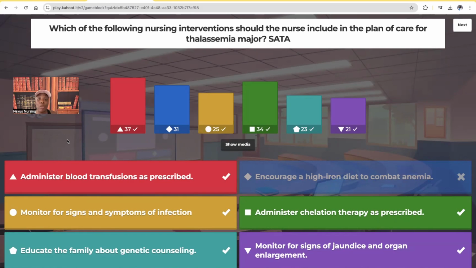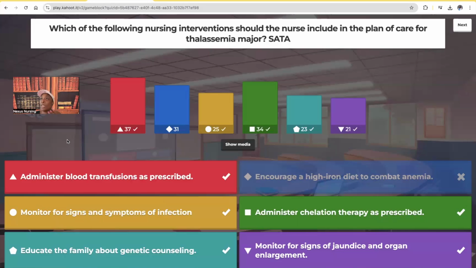Matter of fact, because they don't have enough hemoglobin and they keep getting all of these blood transfusions, we are concerned about them getting too much iron from the blood transfusions. Remember in the last slide, I was telling you that's why we're giving them the chelation therapy to get rid of all that excess iron. So why in the world would we have this type of patient eat a diet high in iron? How does that make any sense?